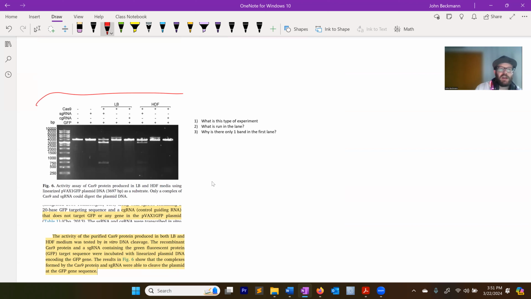Okay, this is an important figure. We'll end with this. This is the last figure. What is this actual figure? What type of data is this?